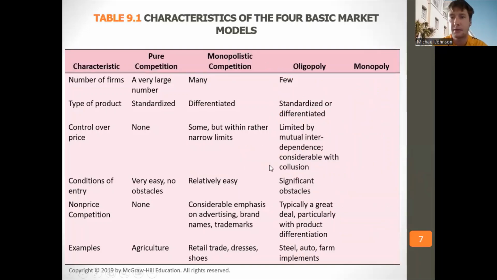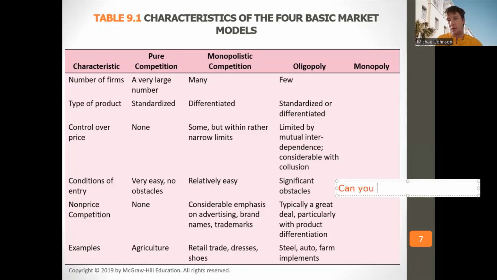And then oligopoly is a few firms. It could be either a standardized or differentiated product. Price control is limited by mutual interdependence, with considerable collusion. There are significant obstacles, and there's a lot of non-price competition in terms of product differentiation. This can be seen in steel, autos, and farm implements. So I'm going to ask the class, what can you think of as an example of oligopoly?